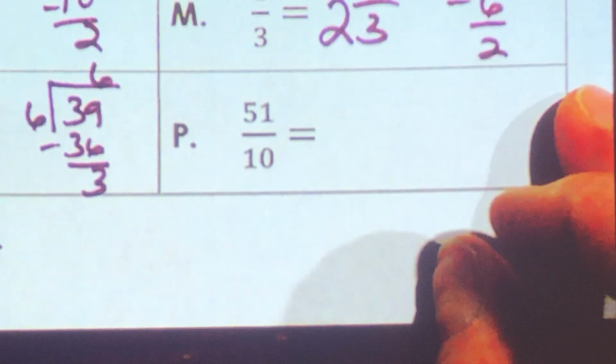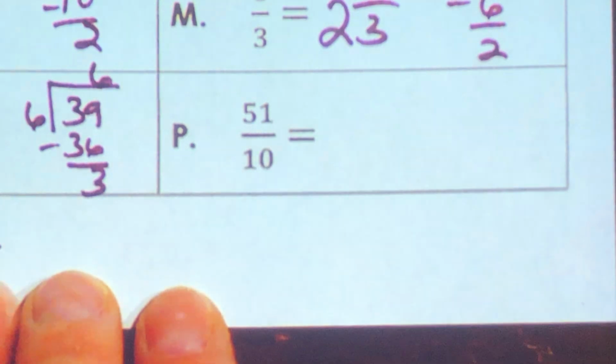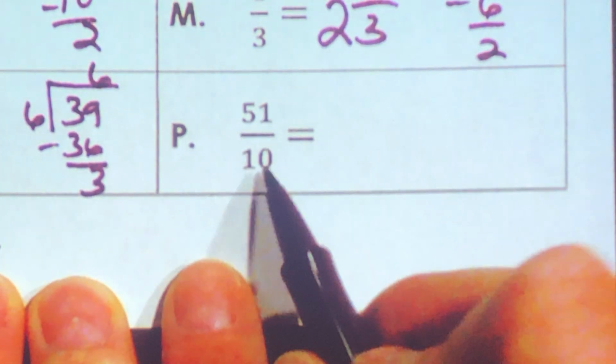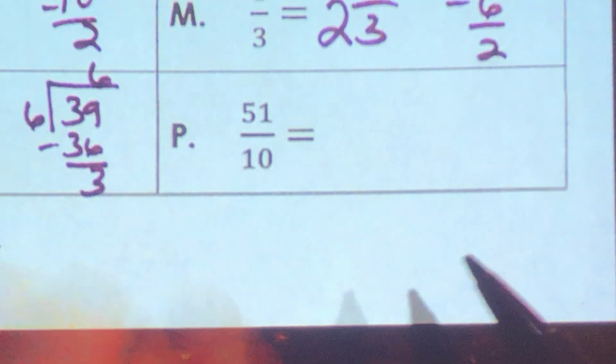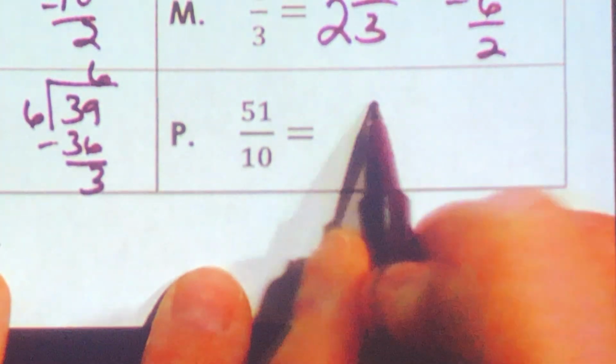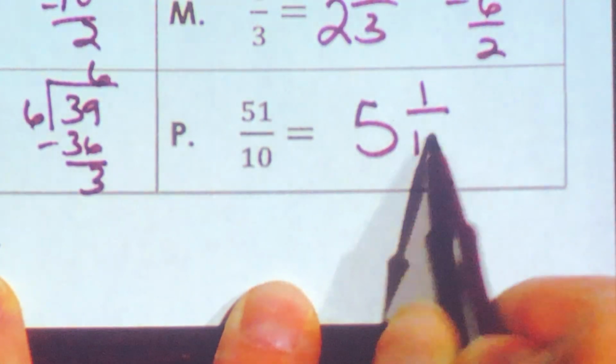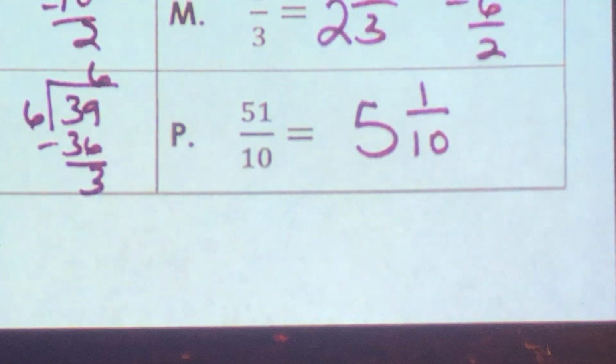All right, last one of these, we're almost there. 51 tenths. What would that be written as a mixed number? Well, how many times does 10 go into 50? 10, 20, 30, 40, 50. 5 times. 10 times 5 is 50. There's 1 left over. My denominator stays the same.